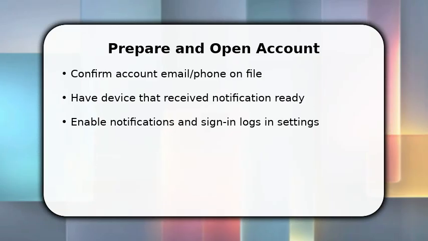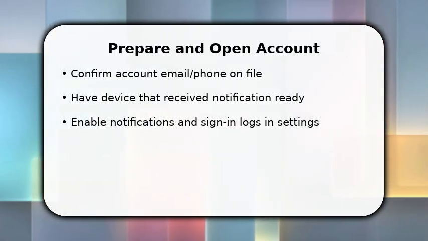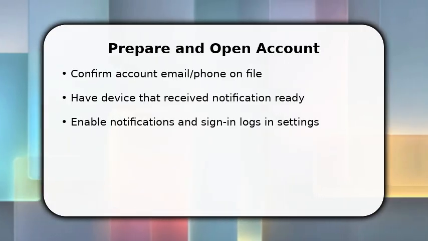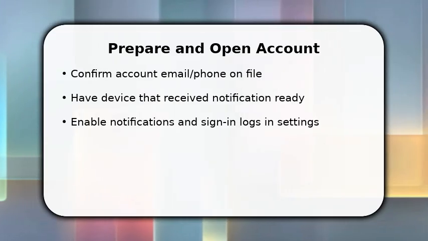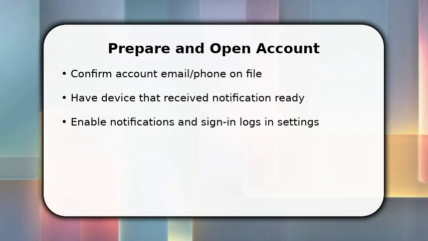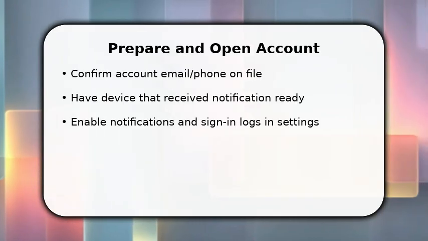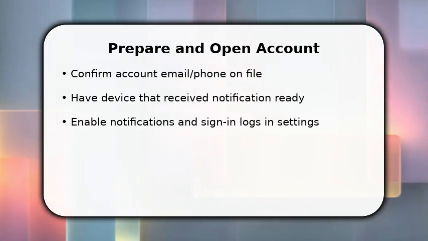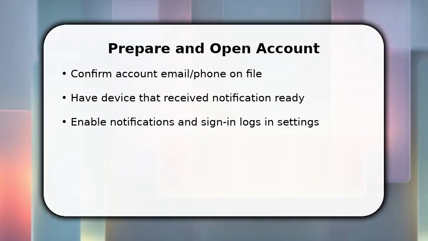You start by confirming the account email or phone linked to the service. This ensures the notification went to the right channel. Once done, open the app or web account on the device that should have received the alert. Make sure notifications and sign-in log access are enabled in your profile settings so the system records events. This immediate setup gets you straight to finding the sign-in notice without wasting time on unrelated troubleshooting.